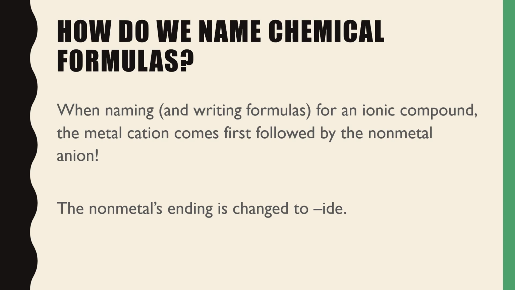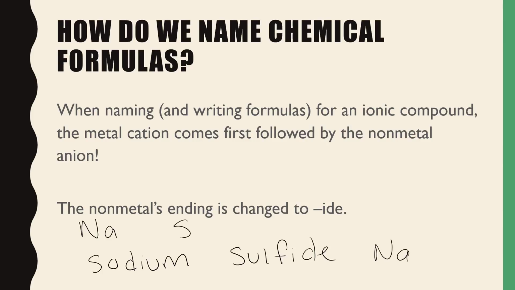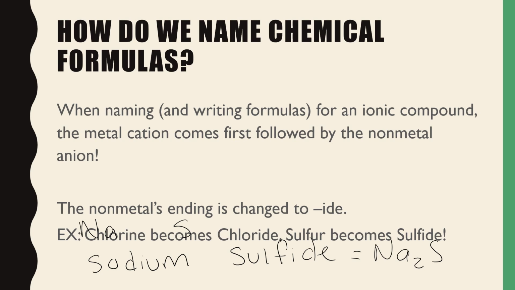When we are naming them, the nonmetal's ending is changed to -ide. We do this so that we can know the difference between the element sodium and the element sulfur and sodium sulfide, which is a compound of Na2S. So we change the name to show that it's in a compound and bonded together ionically. Chlorine becomes chloride, sulfur becomes sulfide. I'm sorry that I kind of wrote over that.